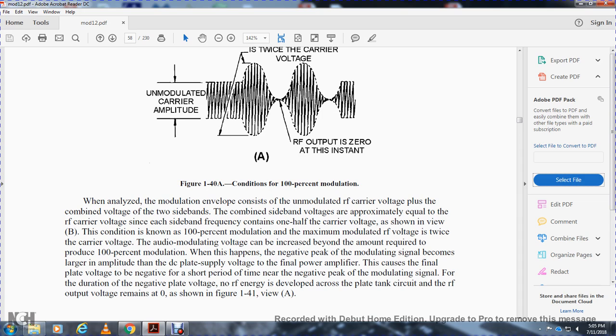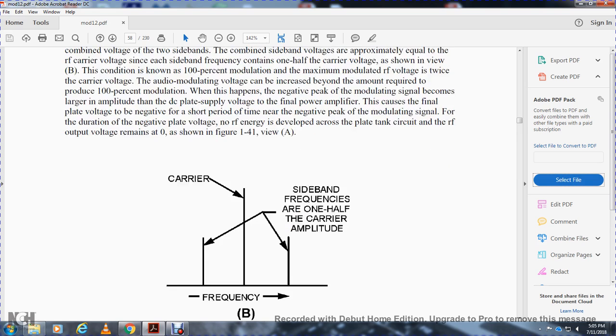The audio modulation voltage can be increased beyond the amount required to produce 100% modulation. What happens is that the negative peak of the modulating signal becomes larger in amplitude than the DC plate supply voltage of the final power amplifier. This causes the final plate voltage to be negative for a short period of time near the negative peak of the modulating signal. For the duration of the negative plate voltage, no radio frequency energy is developed across the plate tank circuit. The radio frequency output voltage remains at 0, as shown in Figure 141, View A.